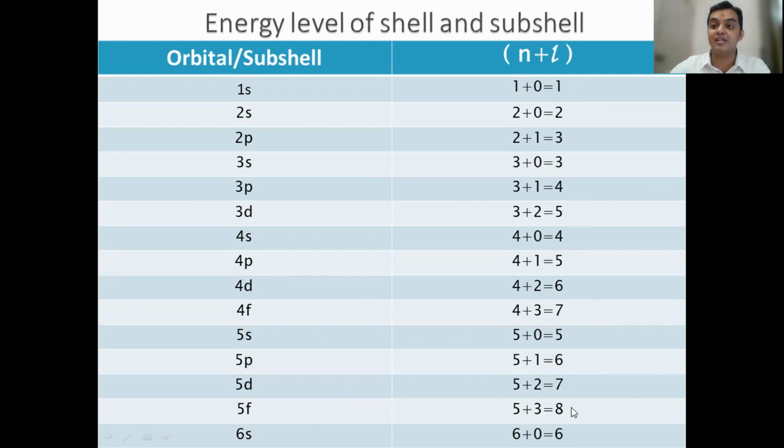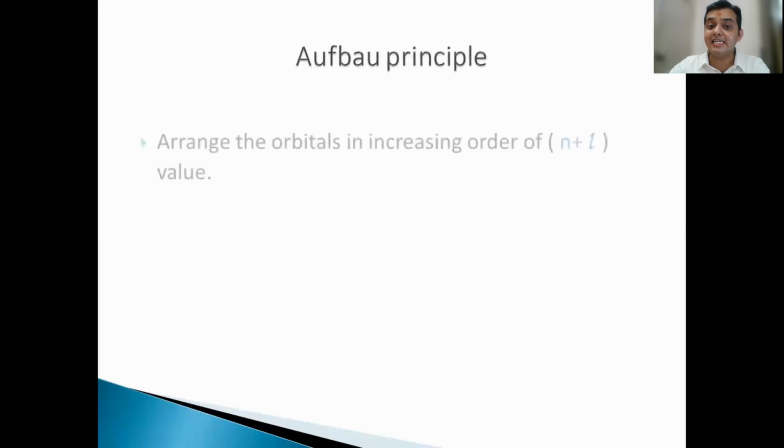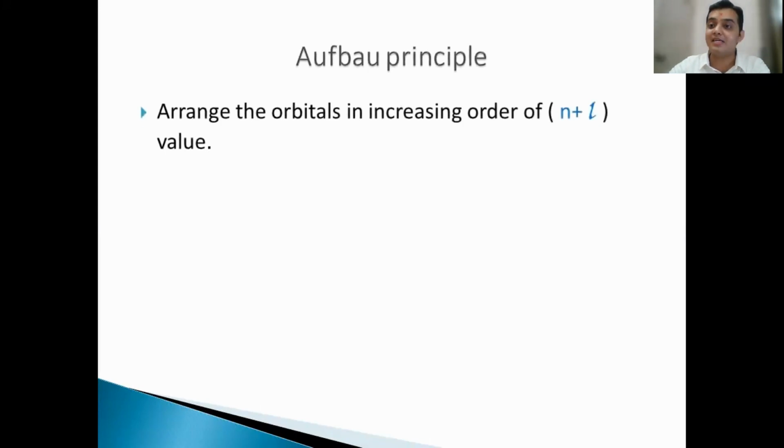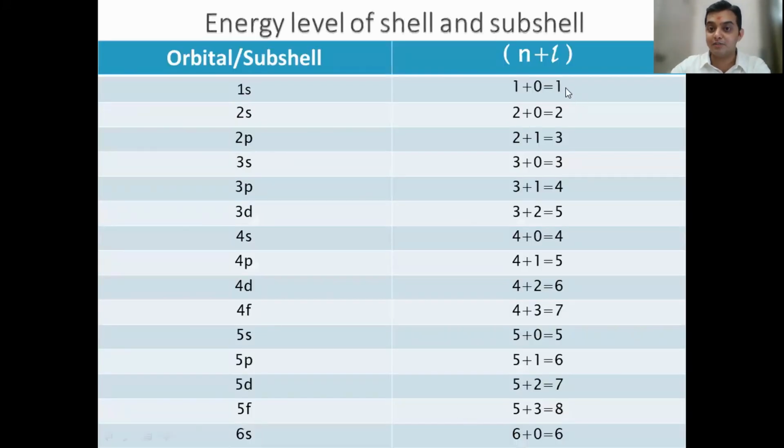So I calculated floor and floor ke house ka energy. I have added both of them. And after this, Hofbao principle says, arrange these orbitals in increasing order of n plus L value. अगर मुझे इसको increasing order में लगाना है तो सबसे पहले क्या आएगा? 1s सबसे lowest value, then it is 2s and then 2p, 3s.